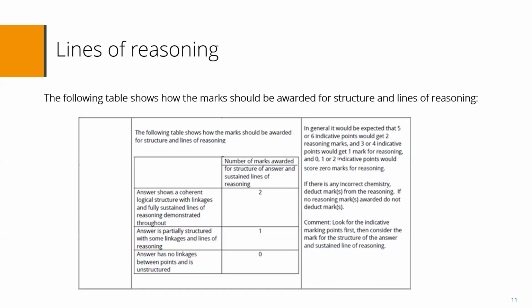But notice the next paragraph. If there's any incorrect chemistry, deduct marks from the reasoning. If no reasoning marks are awarded, do not deduct marks. Okay, and the next comment is for the examiners and not for you. Look for indicative marking points first and then consider the mark for structure. Okay, which is obvious.